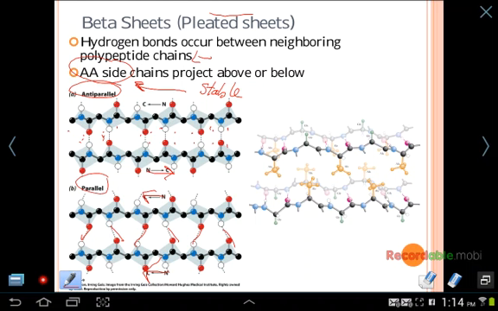So a lot of times, residues that are hydrophobic or nonpolar will orient on one side of the sheet, where more hydrophilic residues will orient themselves on the other side of the pleated sheet. So often you'll find amino acid primary sequences that form beta sheets alternate between polar and nonpolar.